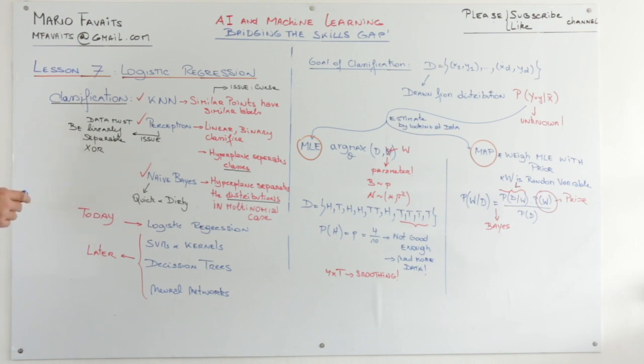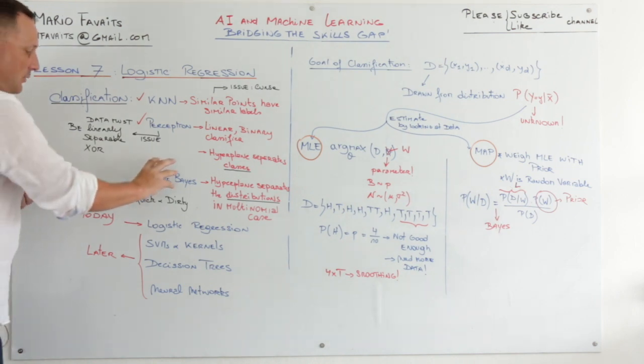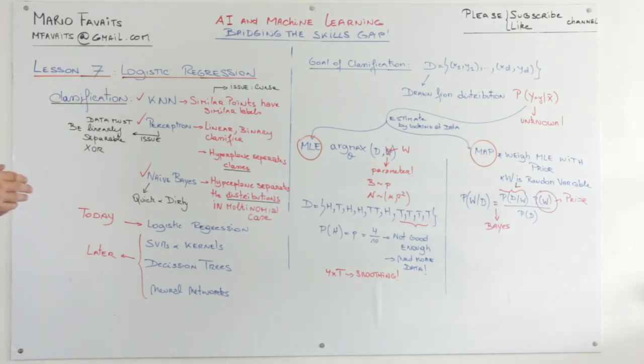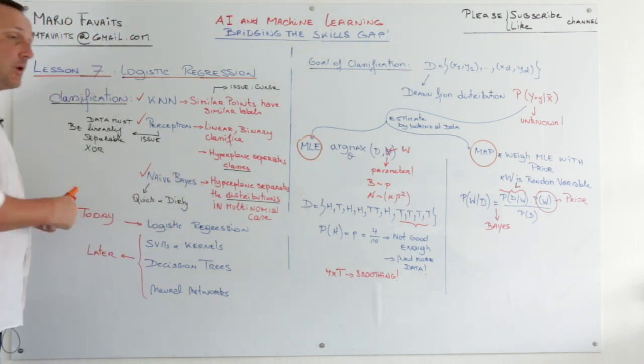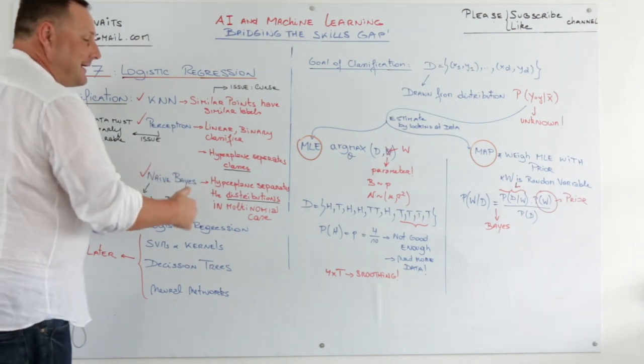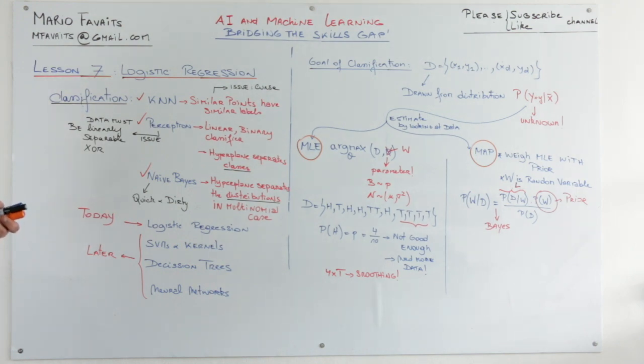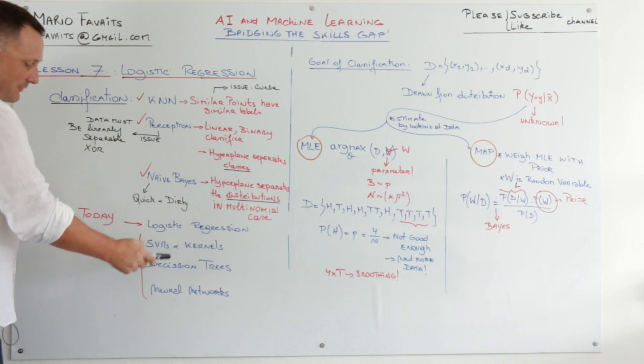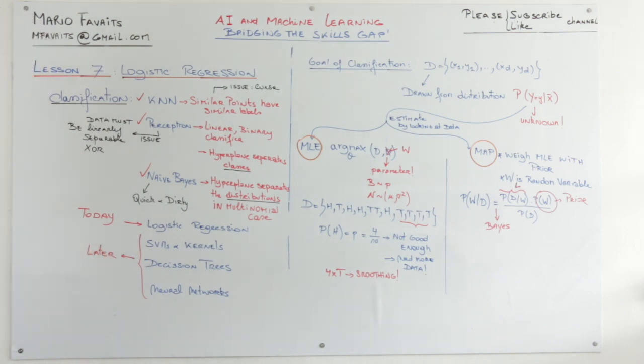And then we looked at naive Bayes. And what's naive Bayes? Well, it's a quick and dirty algorithm. And basically, instead of separating classes, it separates distributions. And there is a hyperplane when we assume that the distribution is multinomial. There is a hyperplane that separates the distributions, not the data. Basically, once you have the distributions, you can forget about the data. Today we're going to look at logistic regression, and then in the next few lessons we're going to look at support vector machines, decision trees, and neural networks.